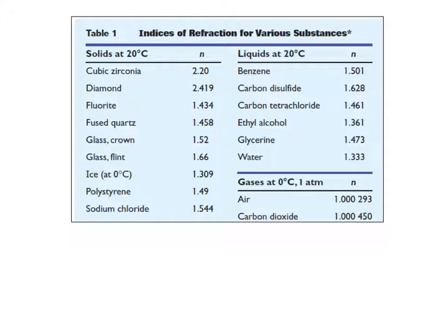Why isn't it exactly 1? The air around this is not a what? What's the word I keep using? Space is a? Vacuum. Thank you. Remember, if you go back to the previous slide, you saw the n value was the speed of light in a vacuum over the speed of light in that material.